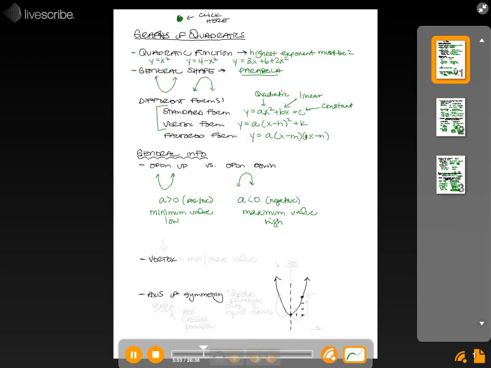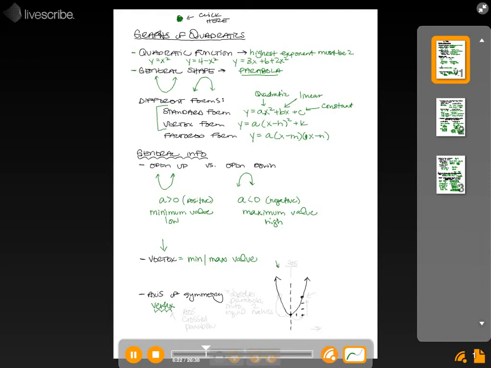Now that minimum and maximum value has a special name. It's called the vertex. Alright, and we'll go through how to find the vertex here in a little bit, but that high point or that low point is called the vertex of the parabola. Now the axis of symmetry applies to the vertex.